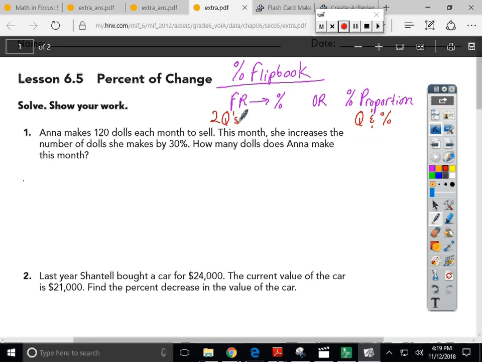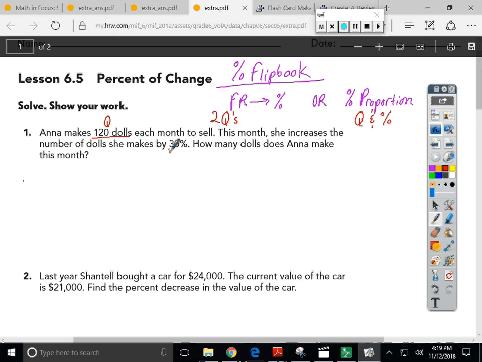Let's take a look at number one. Anna makes $120 each month to sell. This month, she increases the number of dolls she makes by 30%. How many dolls does Anna make this month? Well, I notice a couple of things. Number one, I notice that we have $120. That's a quantity. It's not a percent, it's just a number value, right? With a label, it's $120.